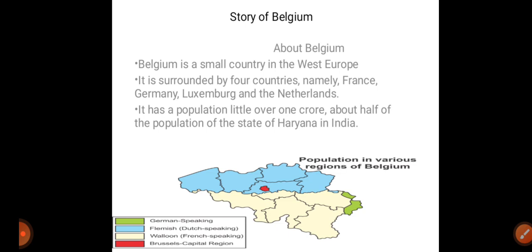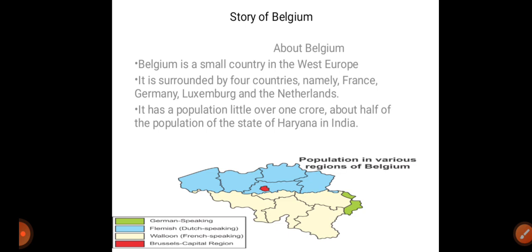That means it's a very small country, about half of the total population of the state of Haryana in India. In our country we have different states, 28 states at present, and one of them is Haryana. Haryana is very small in geographical size as well as in population size, but still it has about 2 crore population. Whereas in Belgium we have only around 1 crore population. That means it's half of Haryana's population, right? So by this data we can figure out that Belgium is a very small country in geographical size as well as in population size, right?